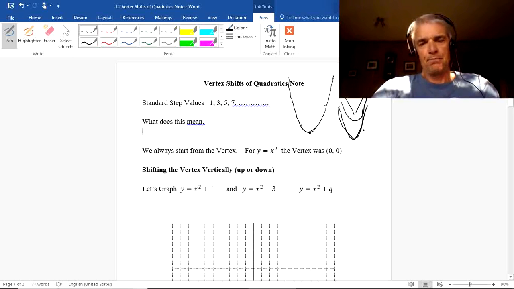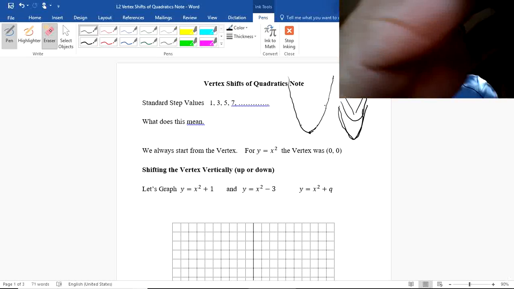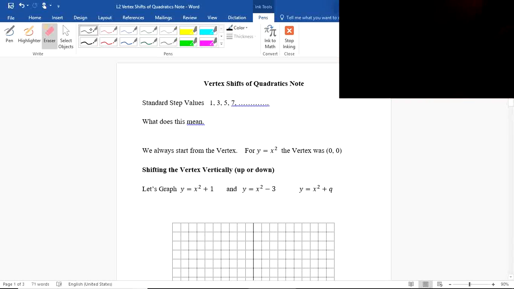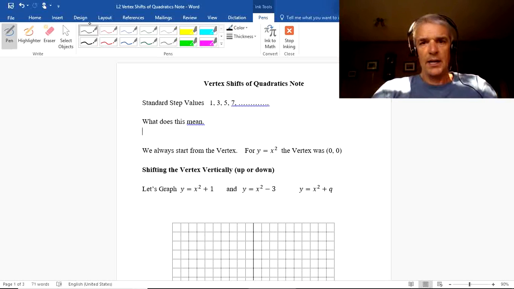So this is what the standard step value is, and this is what I taught in the first lesson on introduction to quadratic equations, okay? So I'm going to erase that and I'm going to continue on and show you how we can move the vertex. So yesterday we started with y equals x squared and the vertex was 0, 0. It was right at the origin.